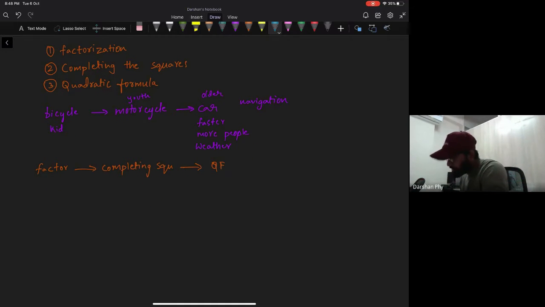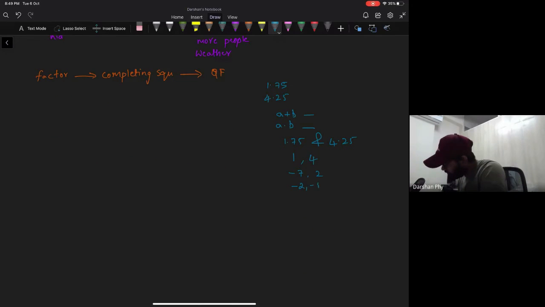Factorization had a drawback. Let's suppose the roots of the quadratic equation were 1.75 and 4.25. Okay, fractions. When we are doing factorization, we take a plus b, which should give me something, and a into b, which should give me something. Would we ever think a and b could be fractions, that is 1.75 and 4.25? No. When we factorize, we always end up with integers like 1, 4, or -7, 2, or even both of them negative, like -2, -5. This can happen. But factorization cannot find roots if they are fractions.